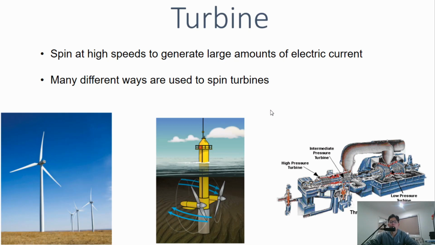Yep, the more common and widely used generator is known as a turbine. You've probably seen some of these before as you've been driving around. They spin at high speeds to generate large amounts of electric current, and there are many different ways to spin turbines. The one on the bottom left here, we're using wind. The one in the middle, we're using movement of water, and in the bottom right here, we're using steam to spin the turbines. So as long as the turbines are spinning, the generators will produce an electric current.